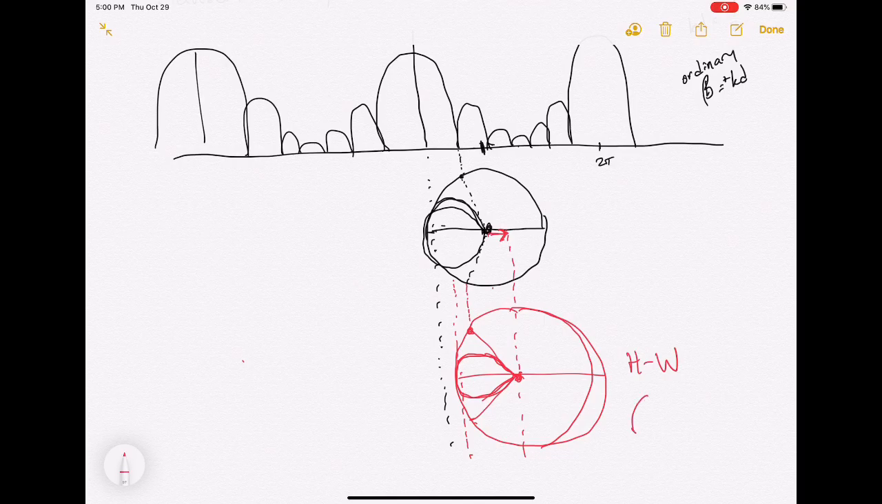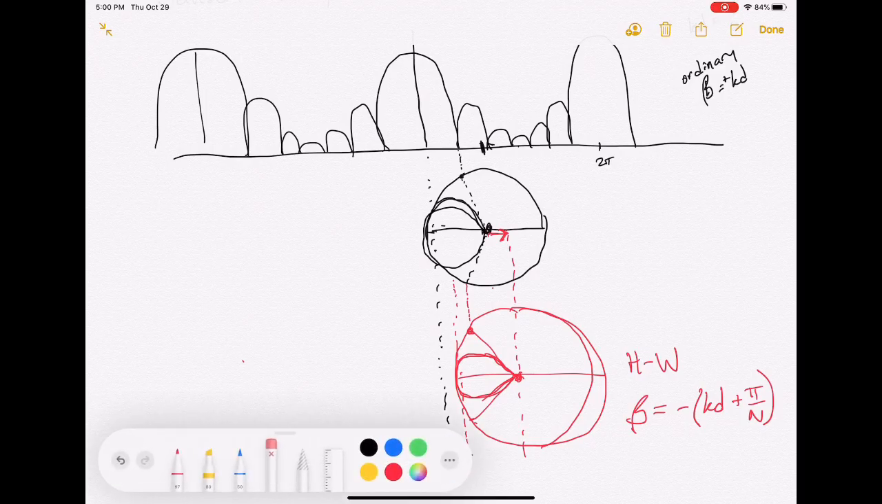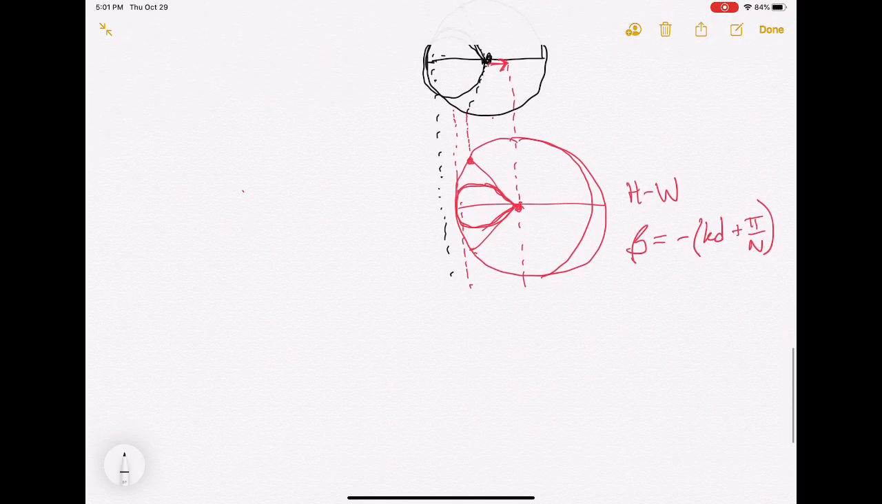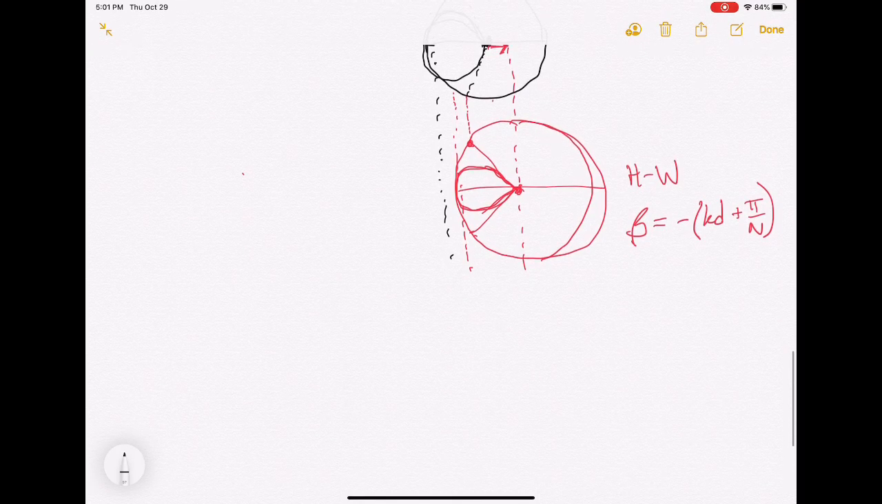The value of beta for a Hansen-Woodyard array, the progressive phase shift, is going to be minus kd plus pi over n. And that's just by cutting off a small amount of the main beam. We narrow the main beam, and then we increase the directivity. We're basically steering a little bit of the main beam into invisible space, or out of the part of space that is visible for us to see.